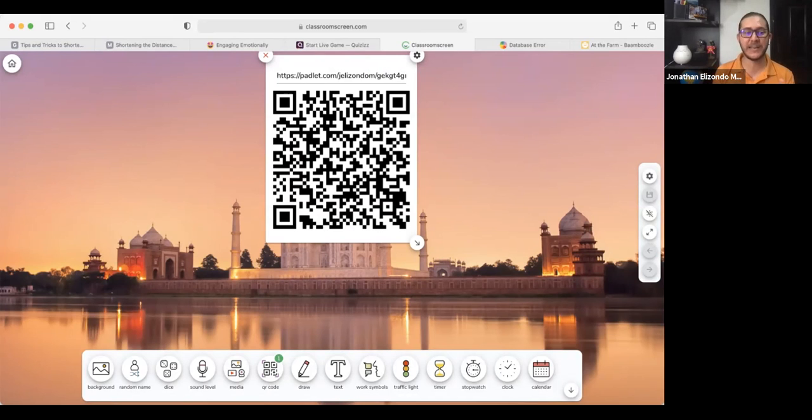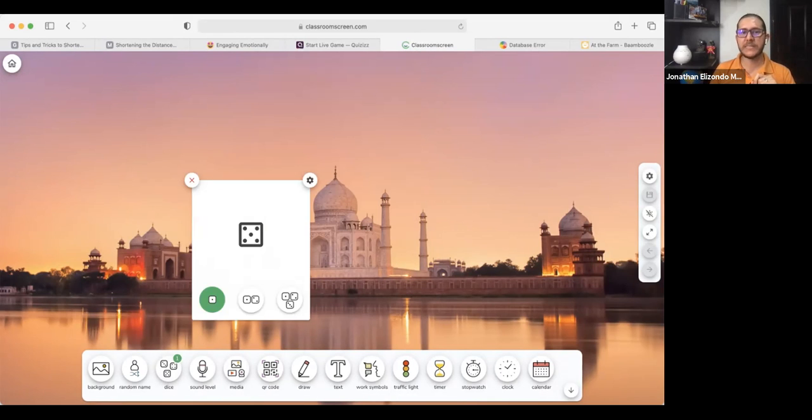This makes things faster and students are going to say, wow, my teacher is a pro because he's using QR codes. Maybe I don't know how to create them. I don't have a website that I can use, but this one helps me do that, okay? I can play with the dice.